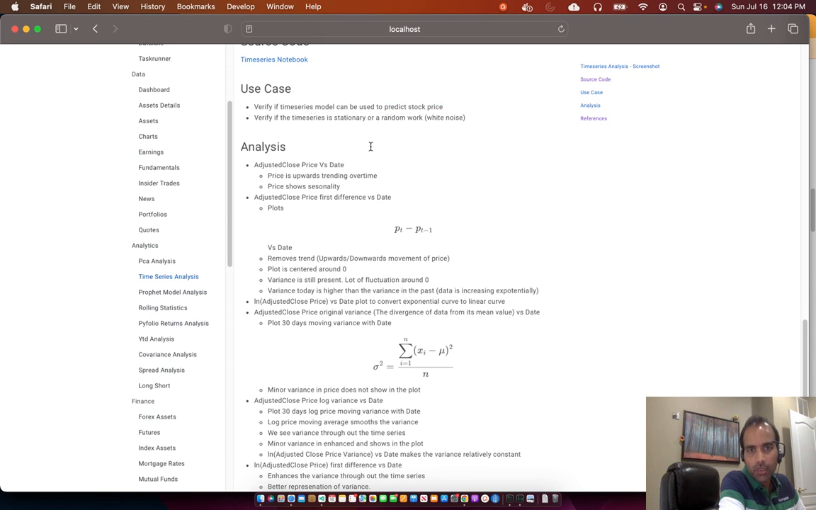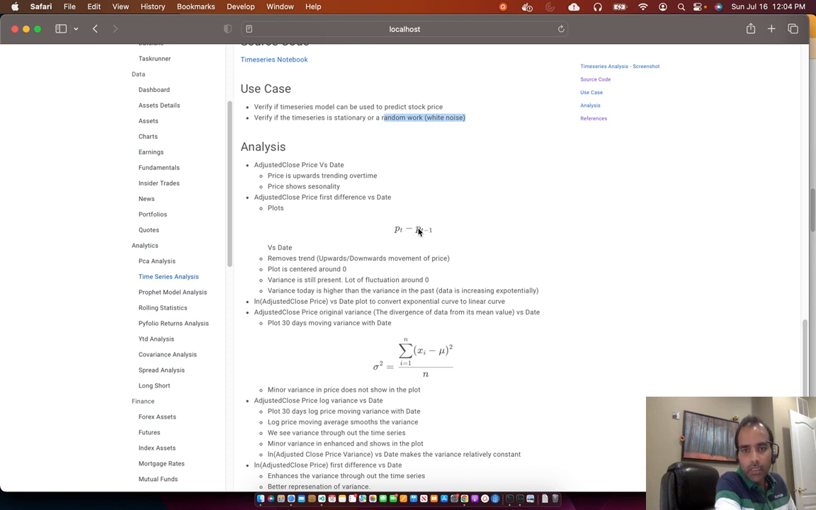Today we'll go through this analysis and try to understand if time series is useful in predicting stock prices, or if the time series is just a random walk, or if it is stationary. If it is stationary, we can make some prediction, but if it is a random walk or white noise, we need to do further analysis.